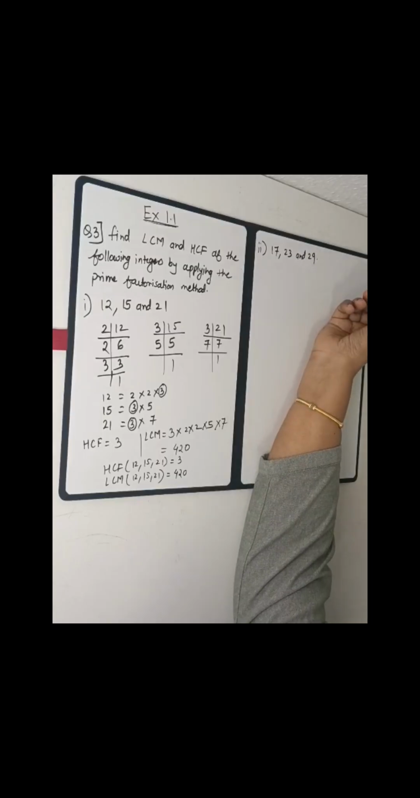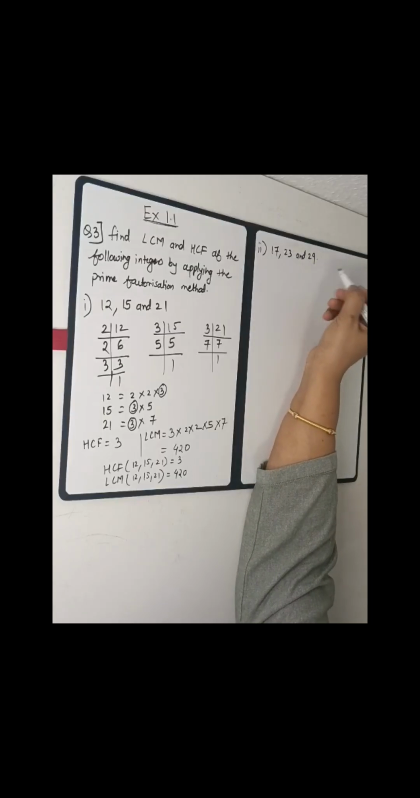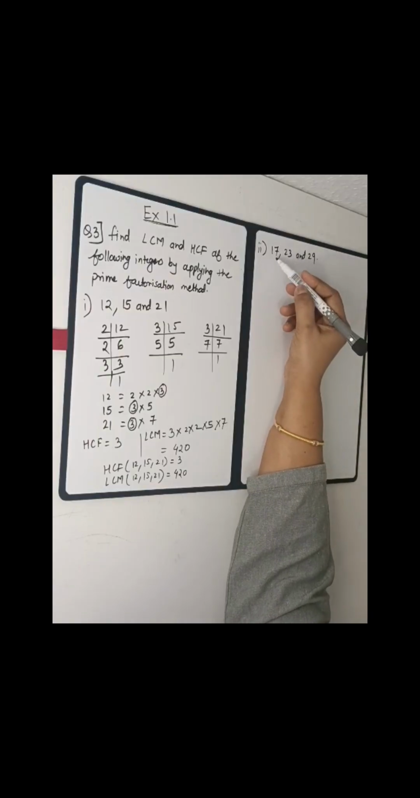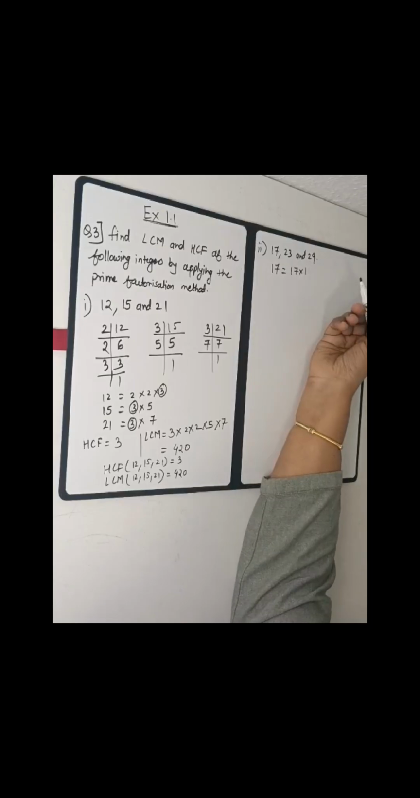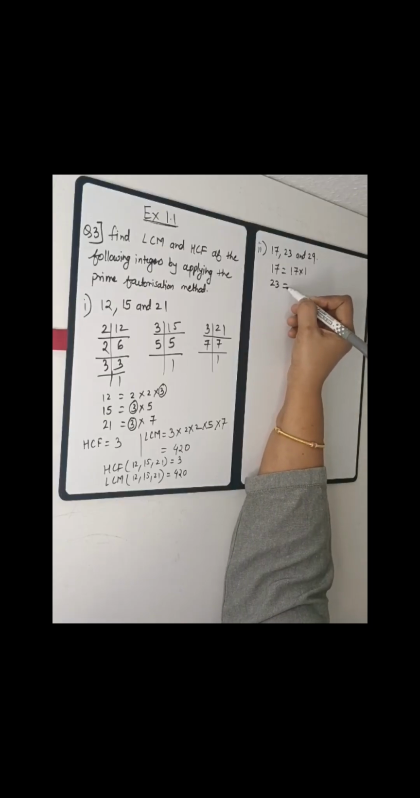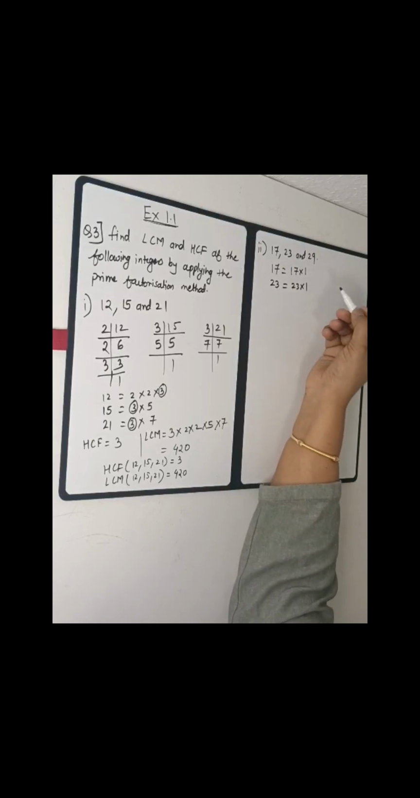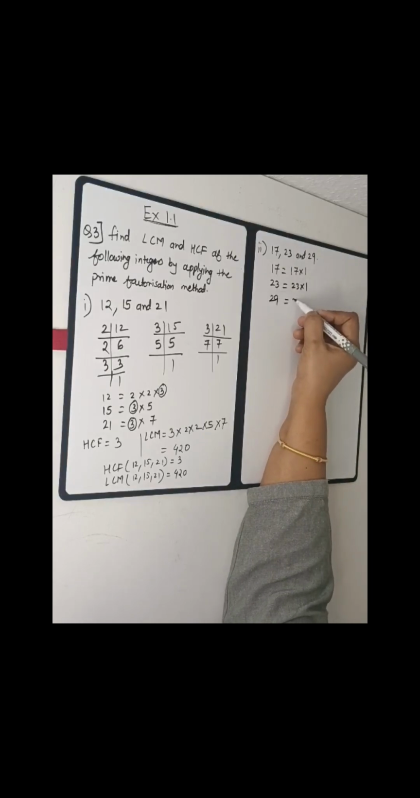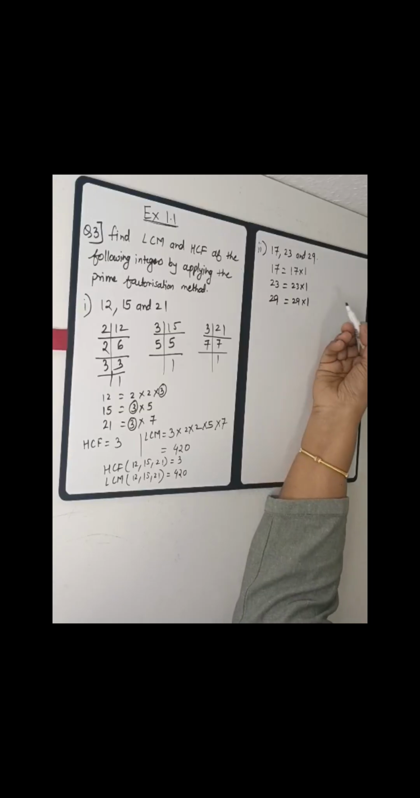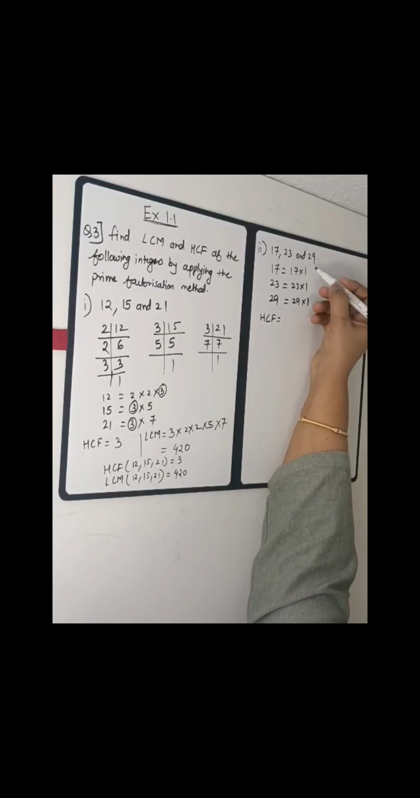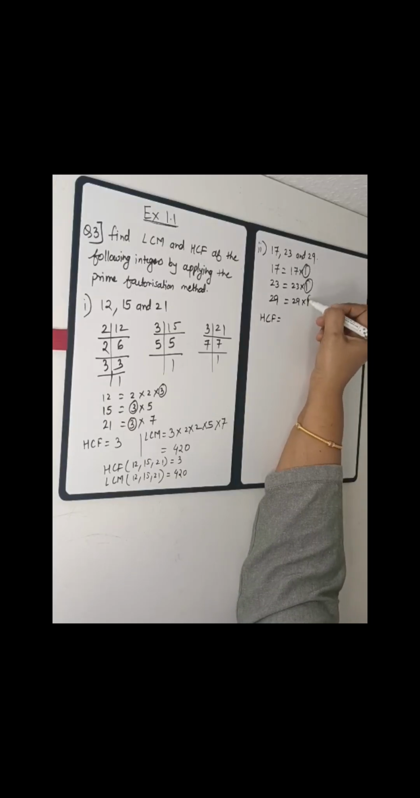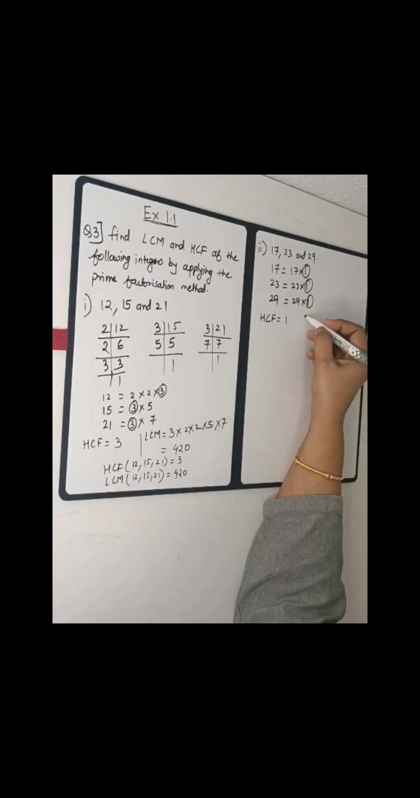29. Okay, so now if you see, these three numbers are already prime numbers, so they are not coming in any of the table. So what you will do, you will simply write 17 as 17 into 1, 23 as 23 into 1 and 29 as 29 into 1. So if you see the HCF, highest common factor between these three numbers are all 1. So it is HCF is 1.